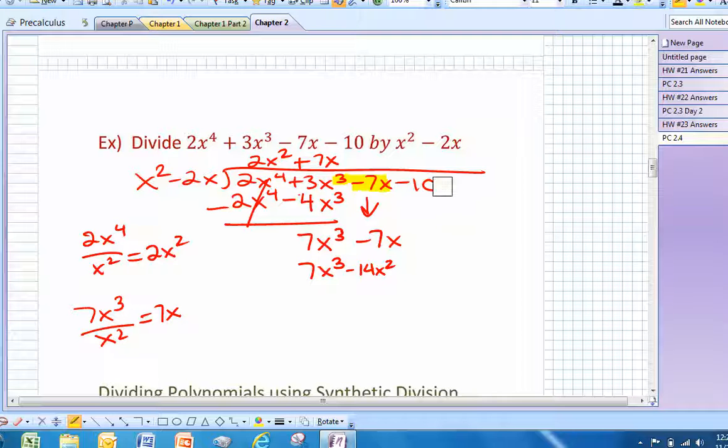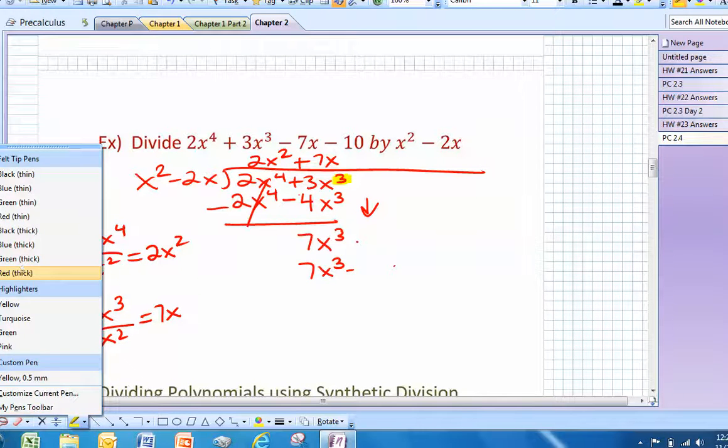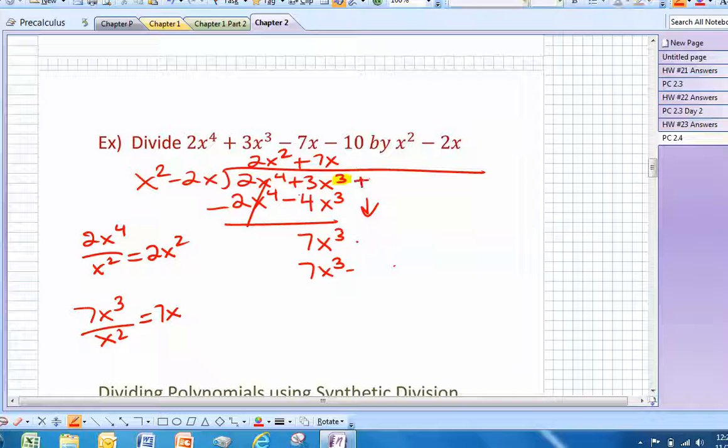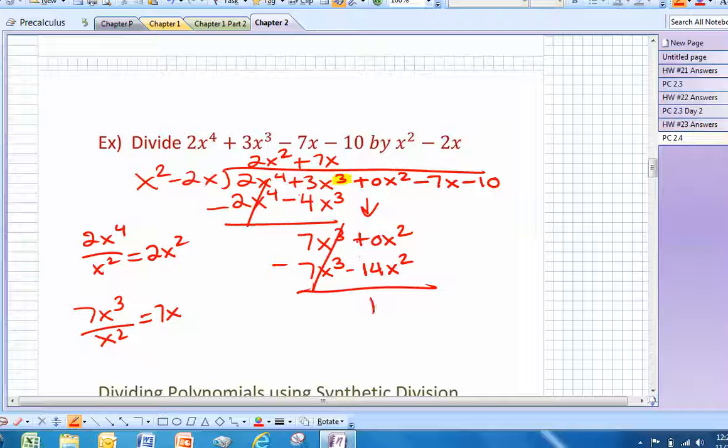So whenever that happens, whenever it skips a power, you need to put a 0 as a placeholder. So notice there's 0x squared minus 7x minus 10. Because that 0x squared will help you out when you get to this situation of 7x times negative 2x, which is negative 14x squared. Notice now it lines up. So I subtract. 0 minus a negative 14 is 14.